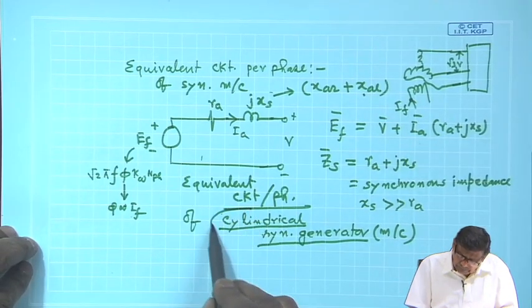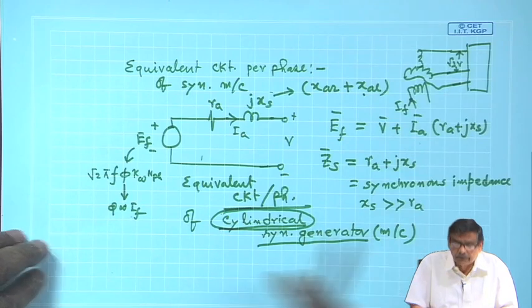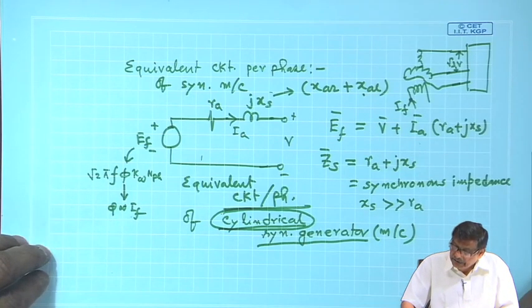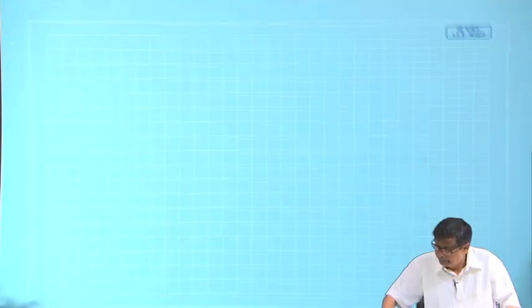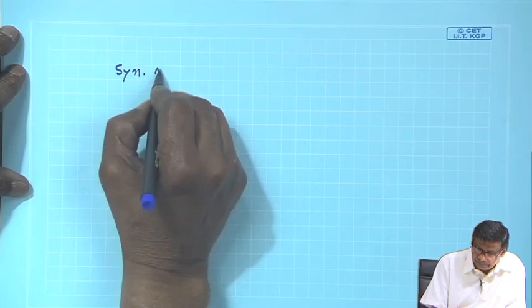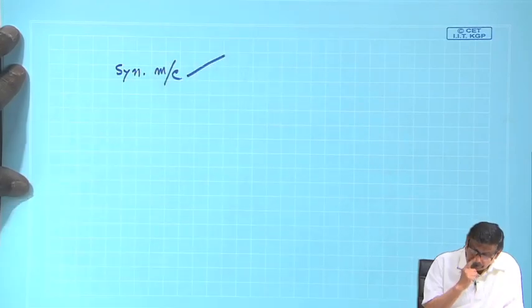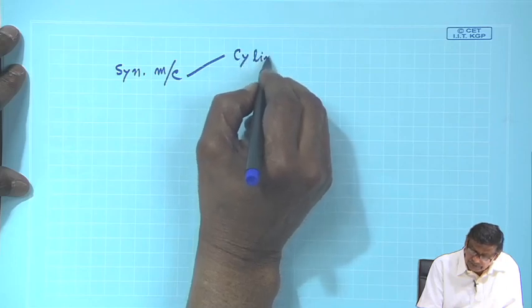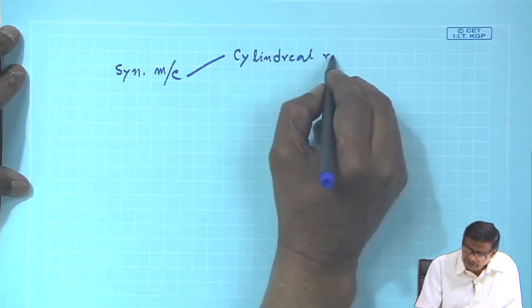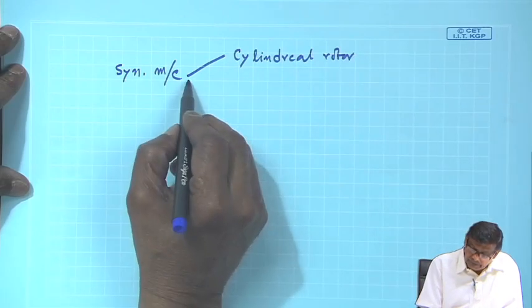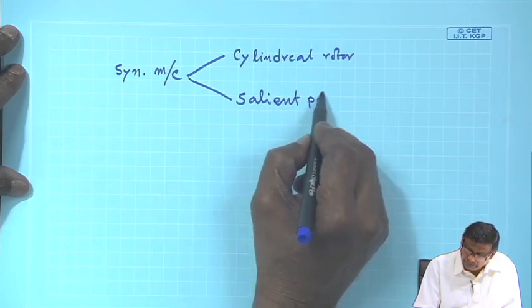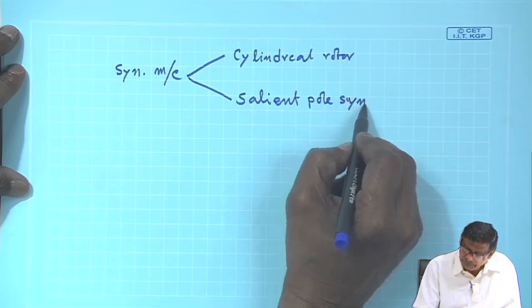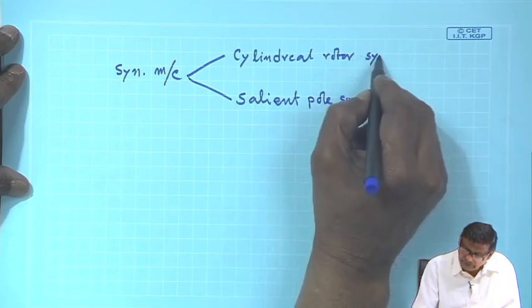Now, I have used the term cylindrical synchronous machine. What does it mean? It means there are actually two types of synchronous machine. Okay, let me write it. Presently I am talking about a synchronous machine, which may be of two types. One is called cylindrical rotor, and another is salient pole synchronous machine, salient pole synchronous machine, cylindrical rotor synchronous machine.